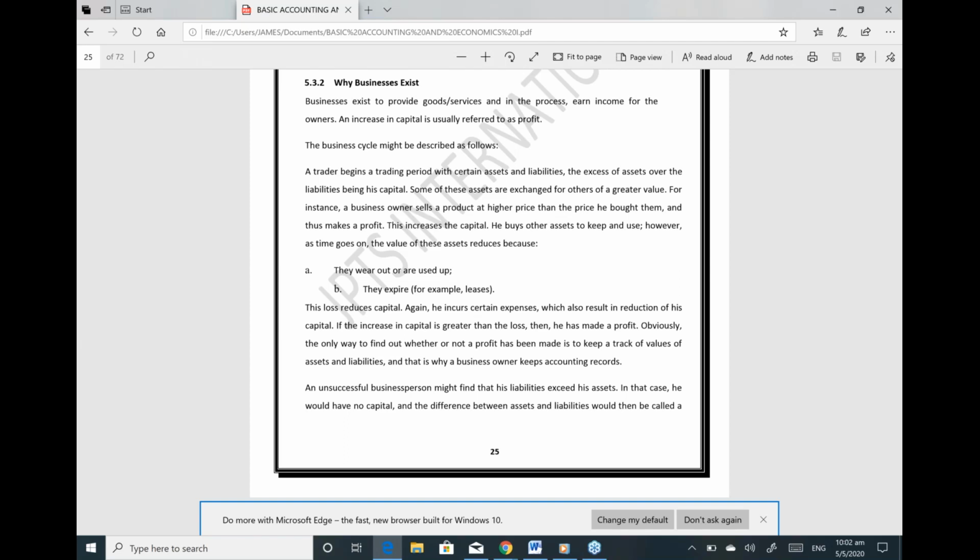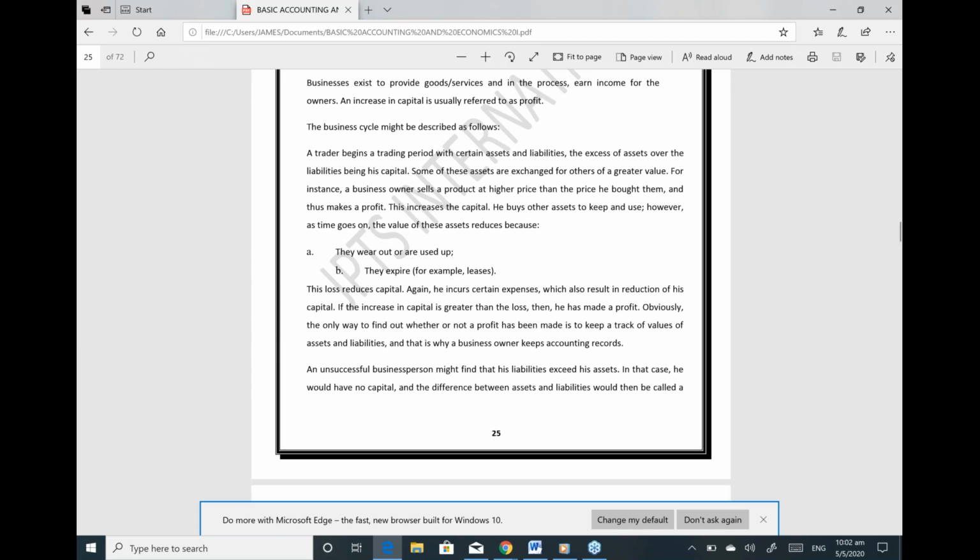Then obviously, the only way to find out whether or not a profit has been made is to keep track of the value of assets and liabilities. And that is why a business owner keeps accounting records. You keep track, so you are able to check. There must be a check and balance.